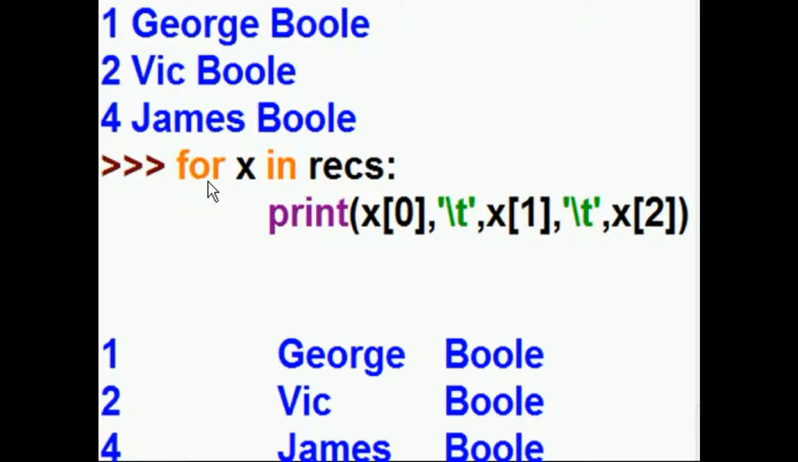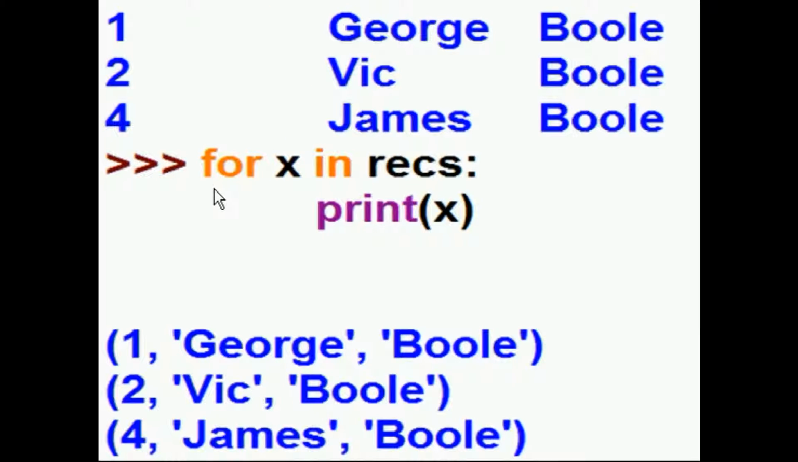I could have keyed in for x in rex and then print x0, comma, tab, comma, x1, comma, tab, comma, x2. And I get a much neater printout. Or I could have keyed in for x in rex, print x, and then I would have gotten back the entire record, each field within single quotes and comma delimited within a tuple. Don't forget to always close the connection.